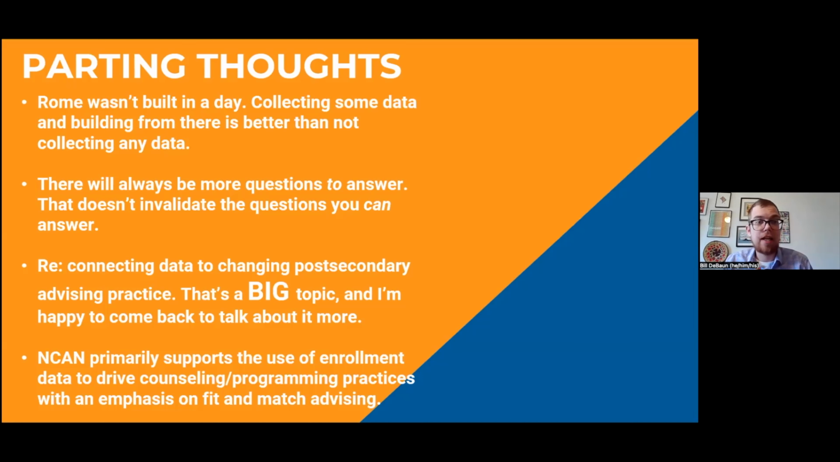Rome was not built in a day, and your data collection capacity will not be either. It is always better to collect some data, to take stock of what you have, and to think about how you can improve it incrementally on the margin, than to say, I can't do it perfectly, I'm not going to do it. Right? There will always be more questions to answer in this field. You will always want to know more about some aspect of something that your students are doing, always. But just because you want to answer additional questions doesn't mean that you should look past the questions that you can answer, that you do have in hand, right?